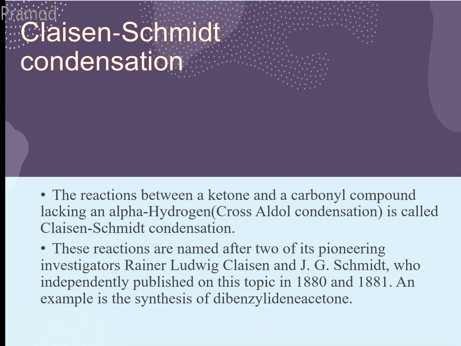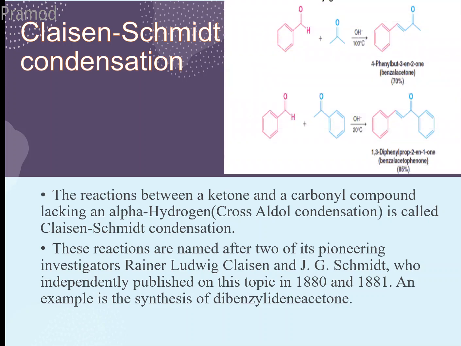Your common example is dibenzylidene acetone, which you have prepared in your semester. So what is the reaction that occurs? You take benzaldehyde and treat it with acetone. The first product you get is 4-phenylbut-3-en-2-one. And further, if you take excess, your second molecule of benzaldehyde also attacks because there is one more CH2 group. So you get your dibenzylidene acetone.